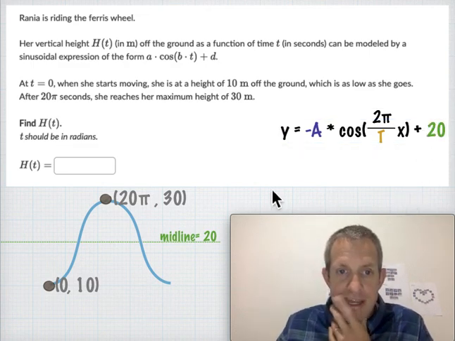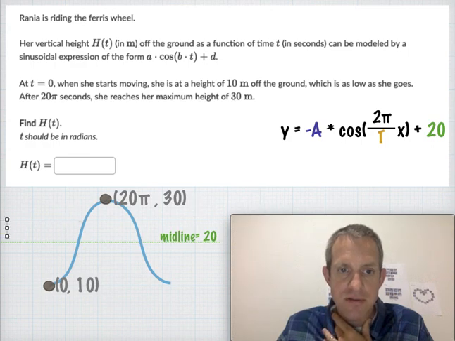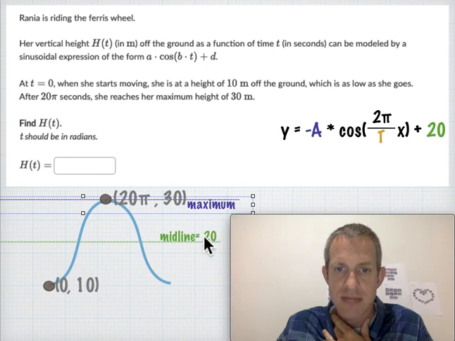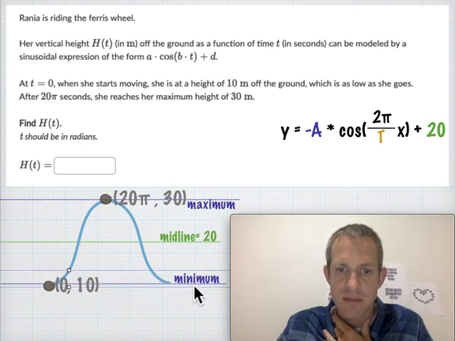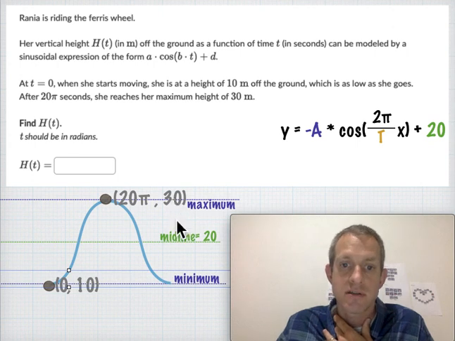Now I need to know what the amplitude is. And the amplitude is the distance, the height, if you will, between maximum and mid, or between minimum and mid. They should be the same. And so to get from 10 to 20 is an increase of 10 meters. And to go from 20 to 30 is an increase of 10 meters. And so the amplitude is 10.